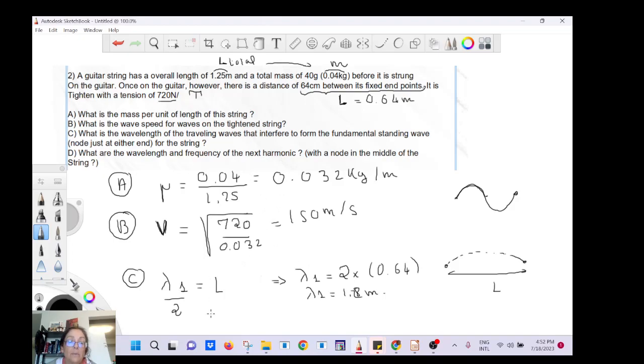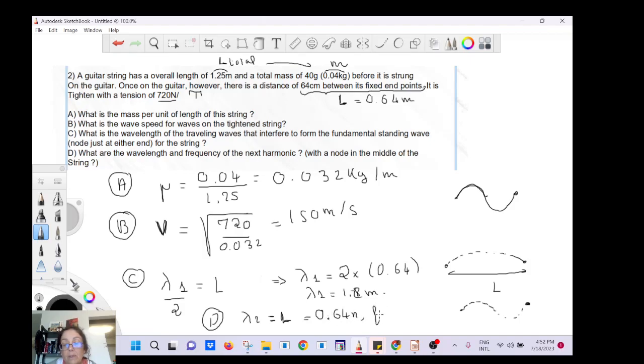So the next harmonic, you're gonna have lambda 2 equals L. Okay, because the next one, you're gonna do this. So lambda 2 equals L, which is 0.64 meters.